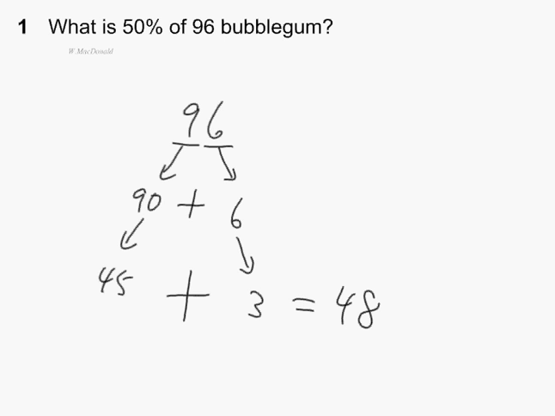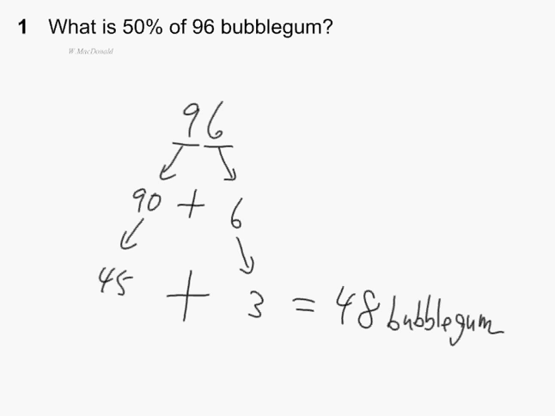Now here's where some people kind of fell apart. They got the number 48, but then they put dollars, right? Some of you put dollars, and it's not dollars. It's actually, therefore, 48 bubblegum, right? You physically need to write the word bubblegum just to make sure you understand what you found 50% of.